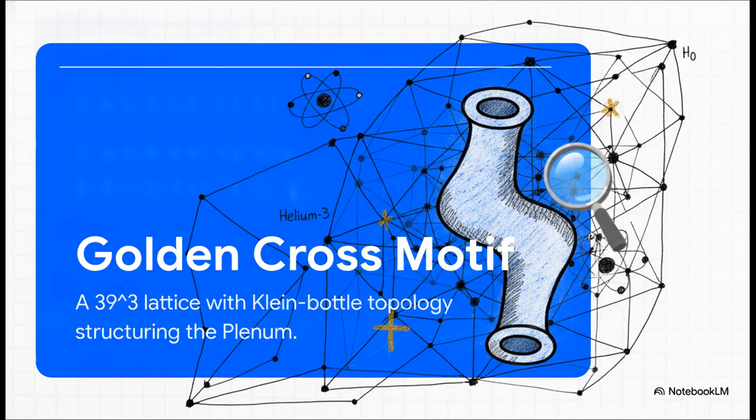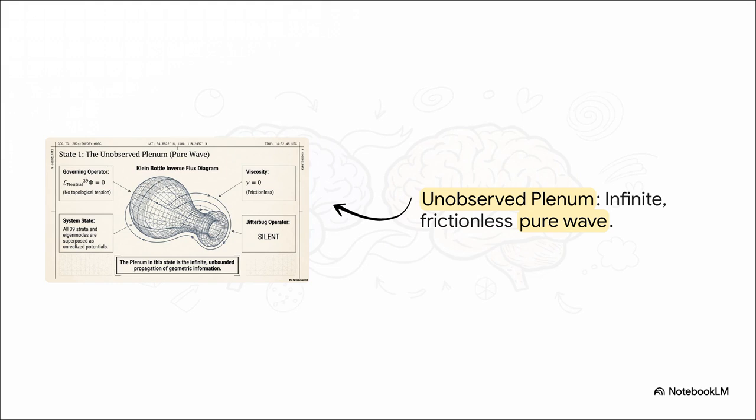And what is genuinely remarkable about this mathematical model is that it has 0 free parameters. Absolutely everything is strictly dictated by these initial geometric rules. Take a look at this inverse flow diagram in the center. This brilliantly illustrates state 1, the unobserved plenum.